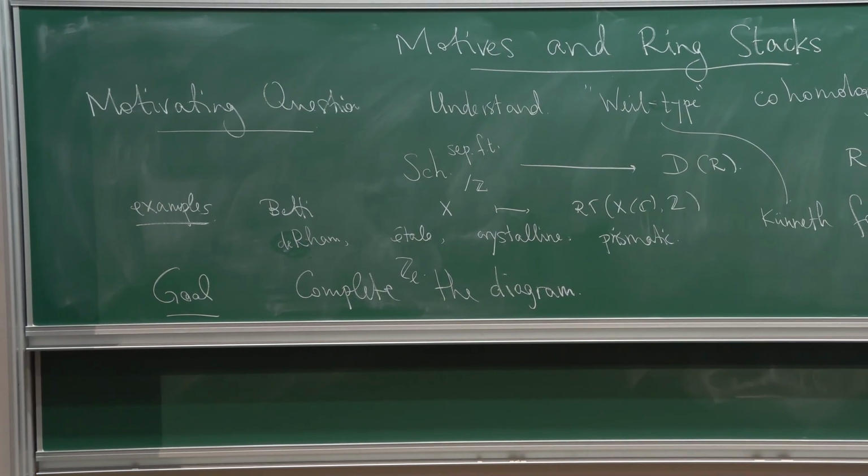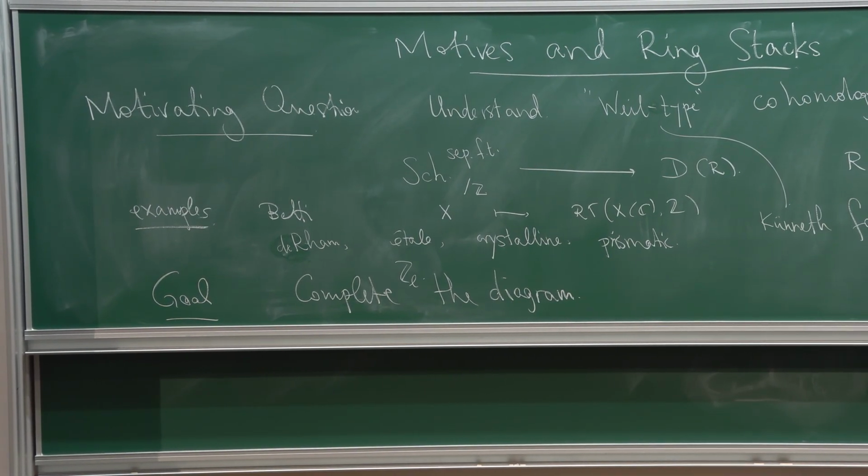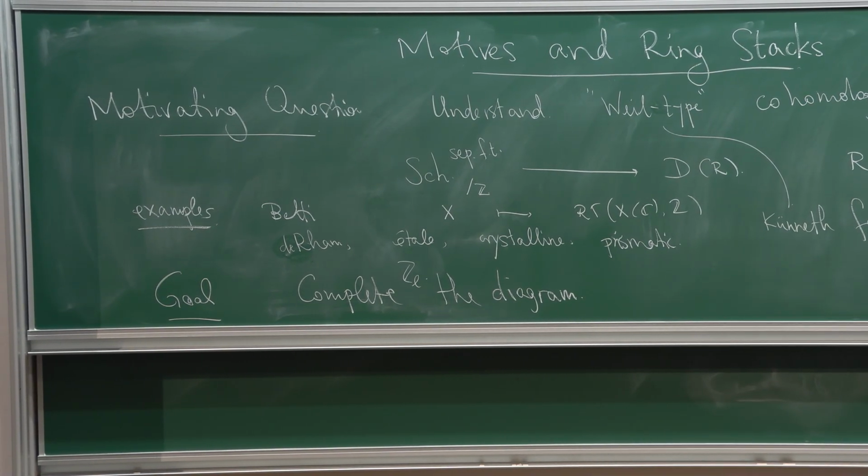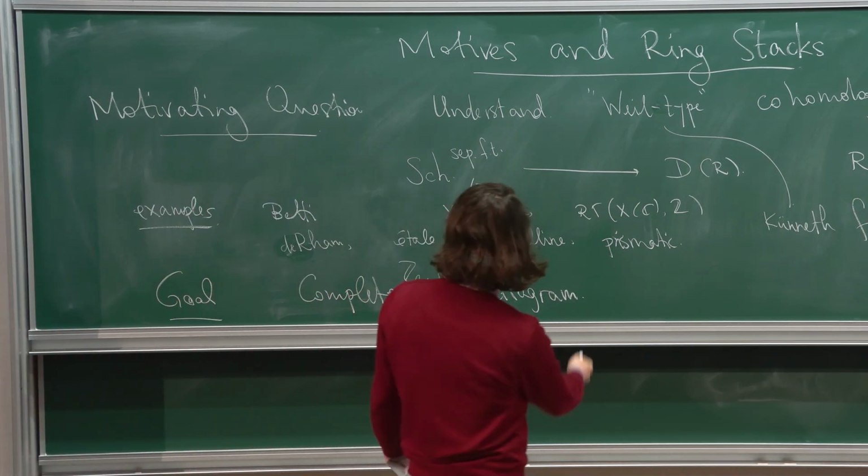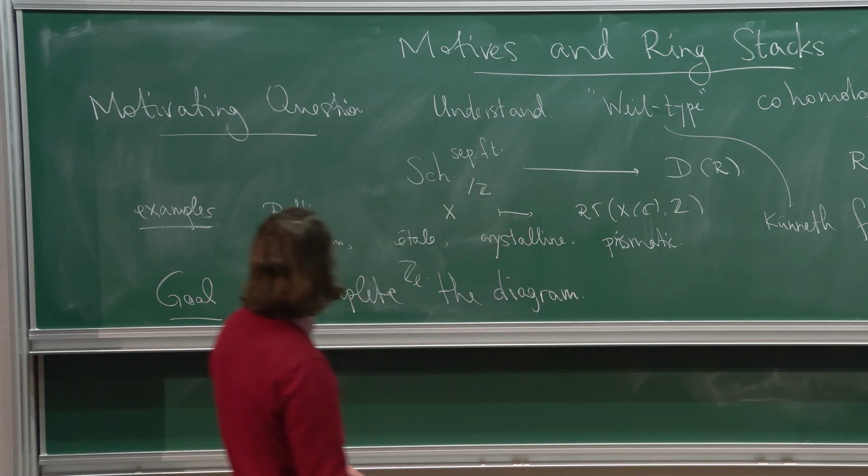Maybe I misremember something, but for prismatic cohomology, the Künneth formula is slightly more subtle. I mean relative prismatic cohomology, not absolute prismatic cohomology.